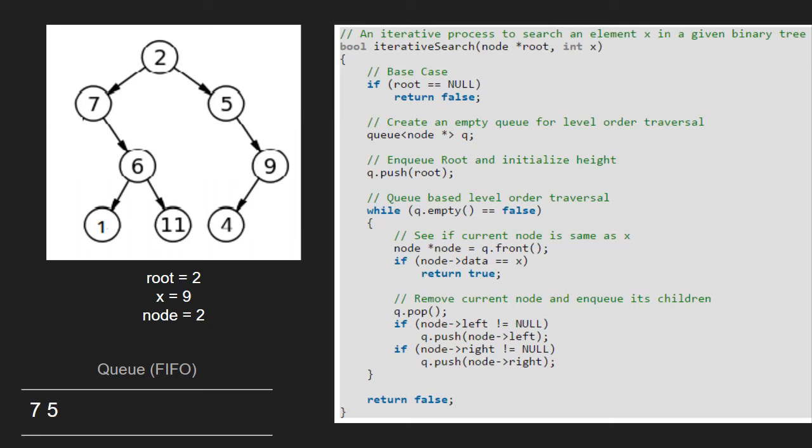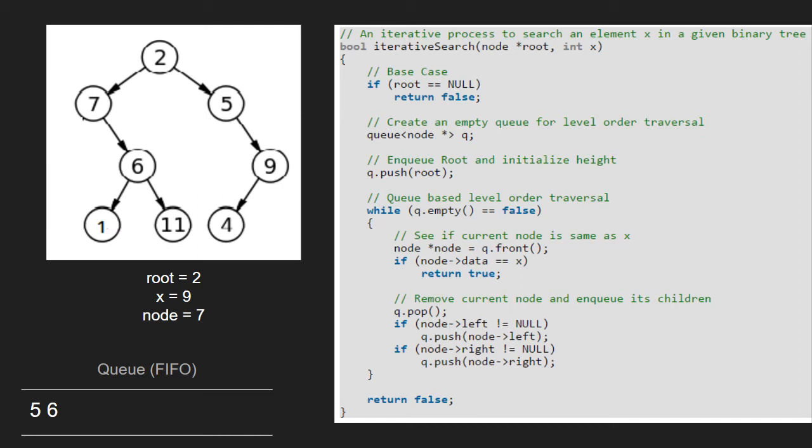Since q is not empty, we continue with the while loop. Now, node will point to 7, which is the front element in the queue. We check if node is equal to x. Since 7 is not equal to 9, we dequeue 7 from the queue and enqueue its children. Now, we push the right child of 7, which is 6. Again, since queue is not empty, we loop.